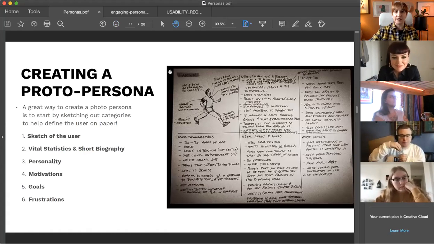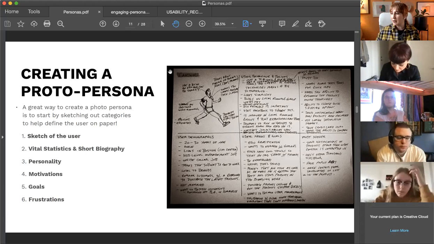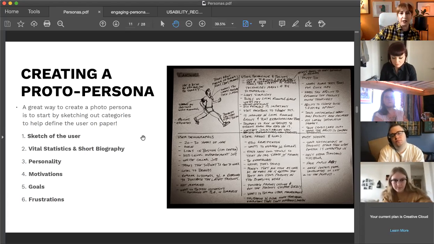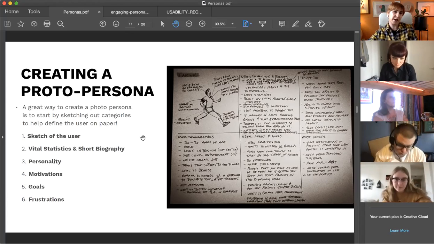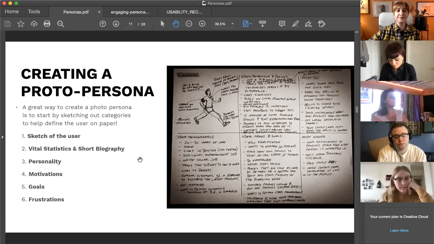So instead of getting right down into the design of what this final thing is going to look like, literally pencil, paper, sketch, doodle, do what you need to do to just get all of that brain dump down. So a sketch of the user, so you can have a visual representation of who that person is: male, female, age, they look real hip and happening, maybe they're not so hip and happening, different race, etc. Vital statistics and short biography, personality, motivations, goals, and frustrations.